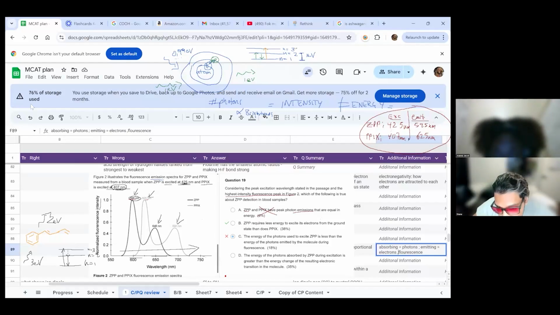So the energy to excite ZPP. By the way, these are wavelength values and they are inversely proportional to the energy. So higher energy, smaller wavelength. Okay, so that's not true. Correct. And in addition to that, this can never be true because fluorescence always has to be less than what is absorbed, so you know how to excite it.